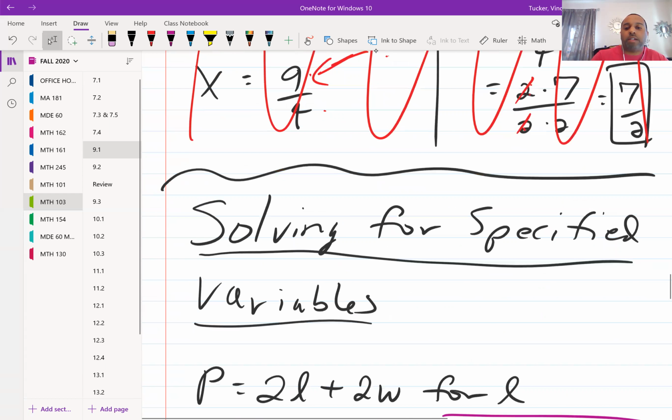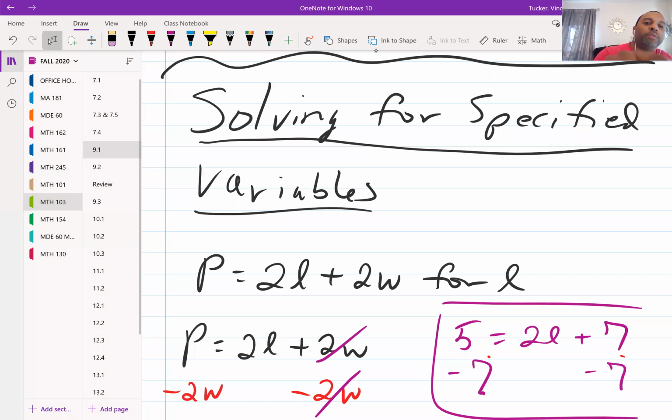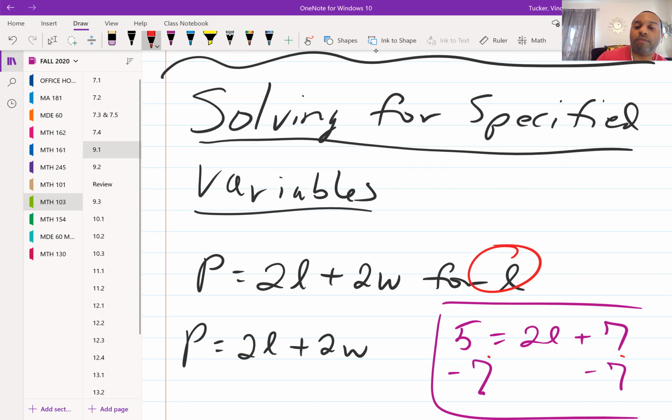So now the last thing of this section is solving for a specified variable. Remember what we did last example, we're solving to get a specific number for our solution. Whenever you solve for a specified variable, you may not get an actual solid number. You're trying to get everything that's not that variable to the other side of the equation. So here, when we're looking to solve for L, we want to get this L by itself and push everything else to the other side of the equation.